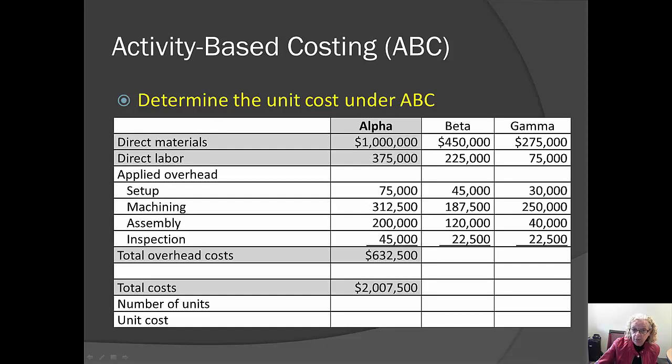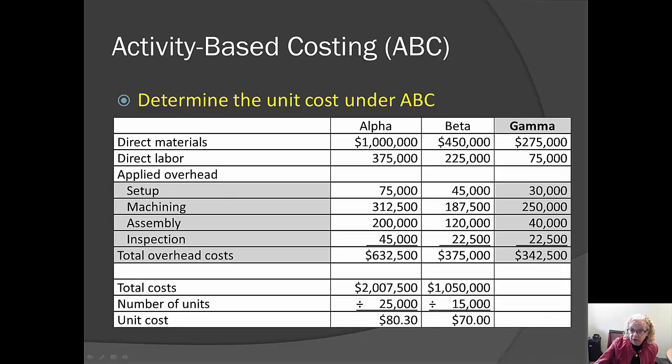Then we can add in our materials and our labor for Alpha to get the total costs under activity-based costing, divide by the number of units of Alpha that we produced, and that gives us a cost per unit. We can do the same thing for Beta. We can add up all of the overhead, add in the materials and labor costs, and divide by the number of units of Beta that we made to get a cost per unit.